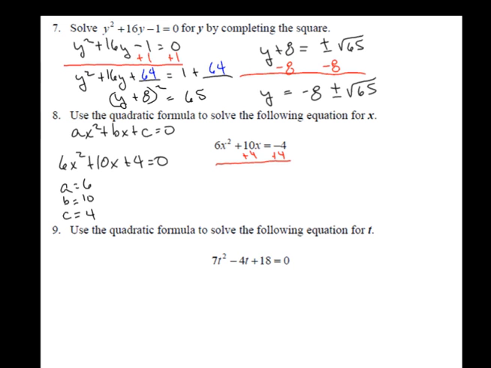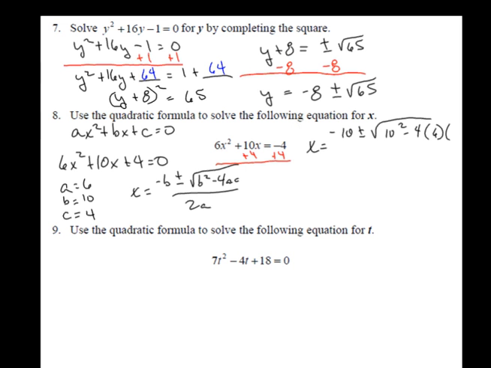And now I plug them into my formula. Remember, I always like to write my formula down. X is equal to the opposite of B plus or minus the square root of B squared minus 4AC all over 2A. When I go to substitute, I make sure I'm plugging everything in the right spot. So the opposite of B, that's going to be a negative 10 plus or minus the square root of 10 squared minus 4 times 6 times 4, over 2 times 6.